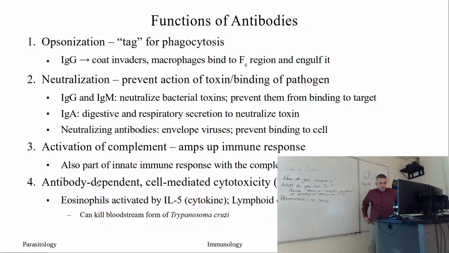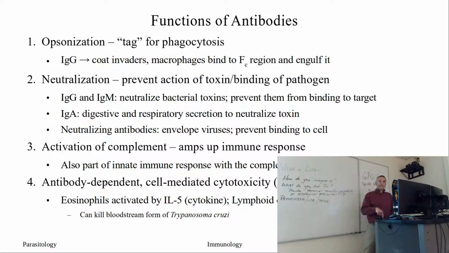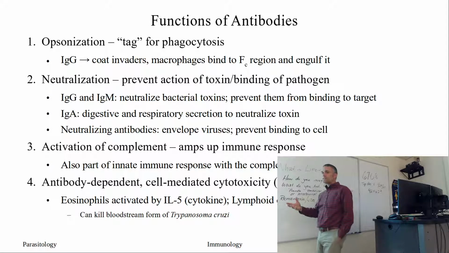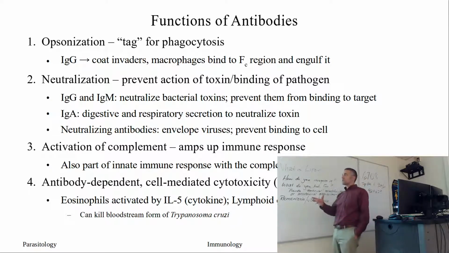So what are these functions of antibodies? They're not just used for recognition of foreign invaders. If they are, then that's opsonization. So the antibodies are going to be circulating. They recognize, they bind, and they basically coat that invader. And once it gets tagged, once it gets coated, then the macrophage is going to come in, bind to the bottom part, to the crystallizable fragment of that antibody, and then start to engulf it.